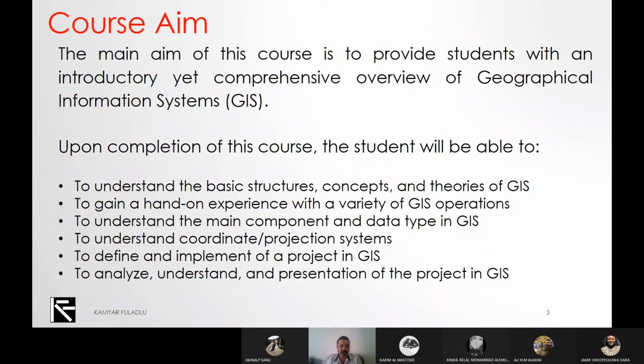You will see what coordinates are, what projection is, why it is important, and why you need to use them. Also, since we expect to have a final project during this entire course, you will be able to analyze, understand, and prepare, and at the end present, a final project.